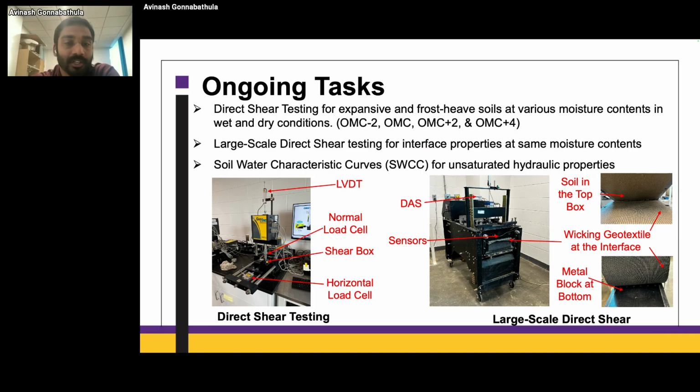All these moisture contents are tested in the direct shear and the large shear box. For the large shear, we are using a metal block at the bottom to maintain the interface of the geotextile without any deformations. And we are also monitoring it with moisture sensors and water potential sensors as it varies with stress and the drainage time.